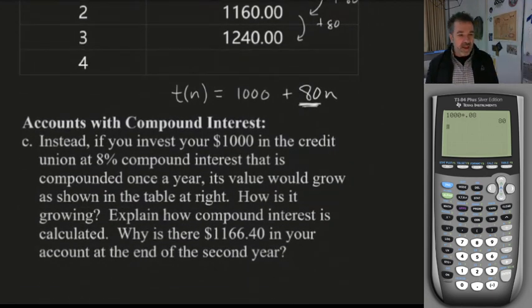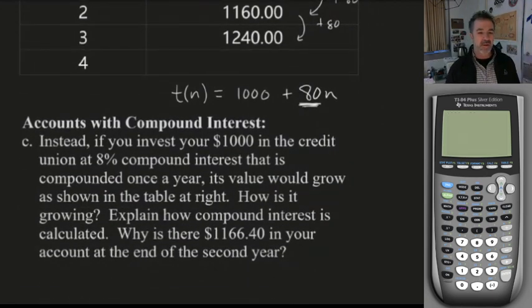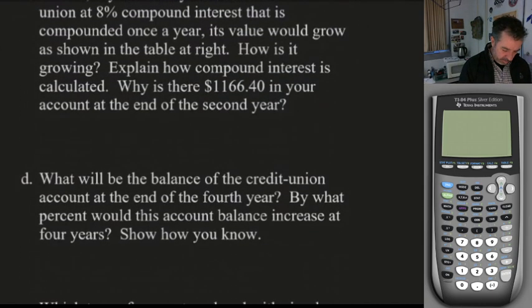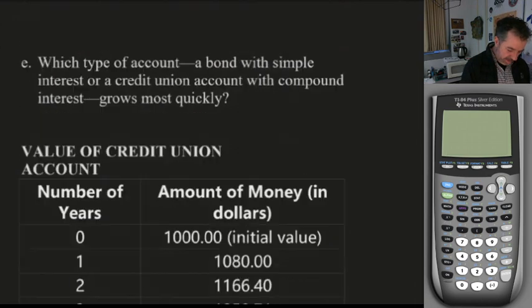So it says, instead, if you invest your $1,000 in a credit union at 8% compound interest, that is compounded once a year. So the compounding is only happening once each year. Its value would grow as shown at the table at right. It's below, we'll look at it. How is it growing? Explain how compound interest is calculated. Why is there $1,166.40 in your account at the end of the second year? So here is the table for that.